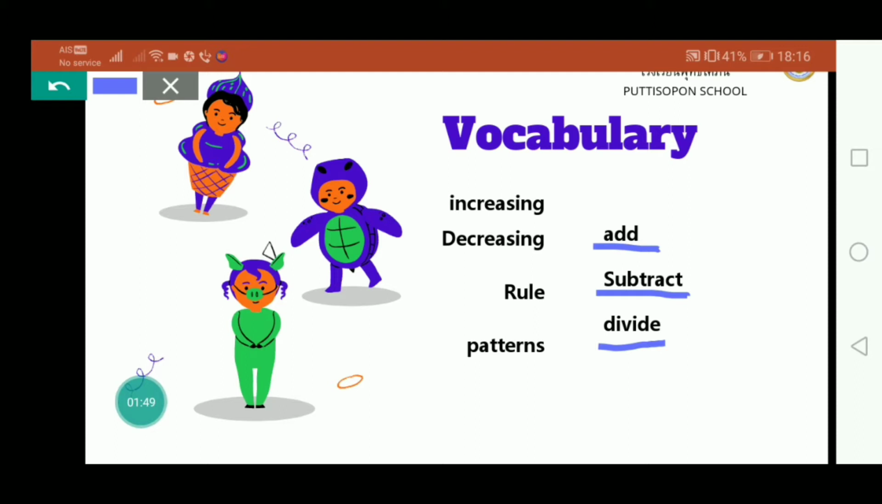Again, let's read together. Increasing, decreasing, rule, patterns.